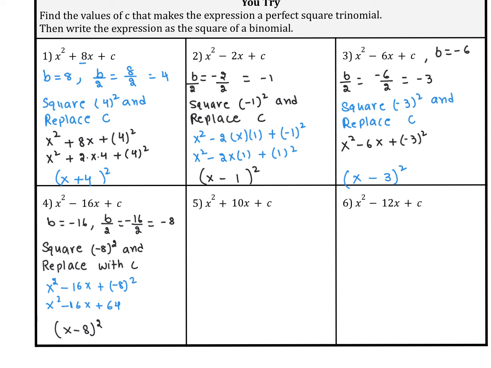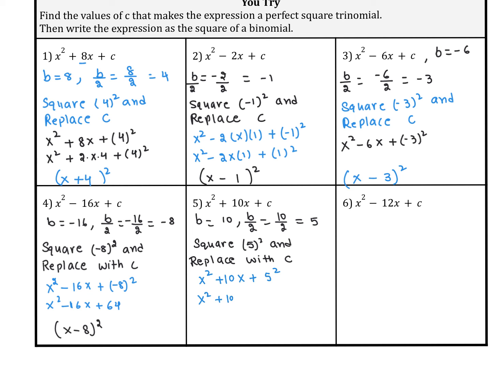For the next one, b is 10, and b over 2 is 10 over 2, that is 5. Now square 5 and replace c. So the new expression is x squared plus 10x plus 5 squared. In other words, it's x squared plus 10x plus 25. And when you write a perfect square, you take the square root of x squared here and the square root of 25 here, and you get x plus 5 squared.